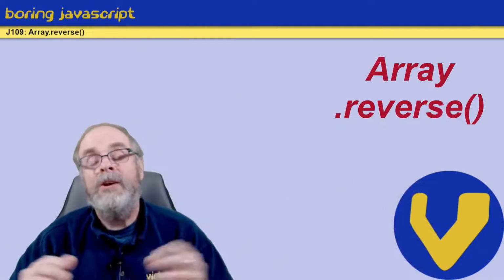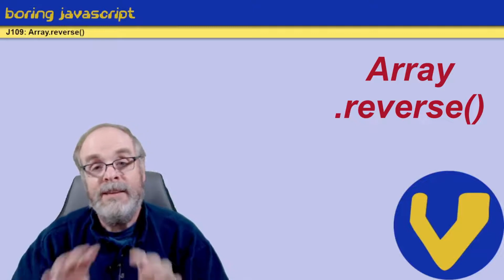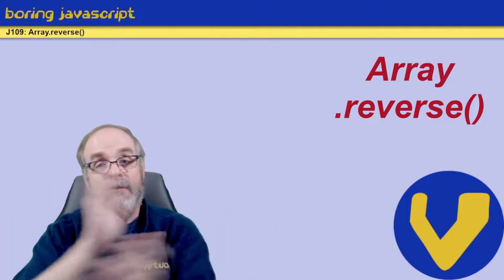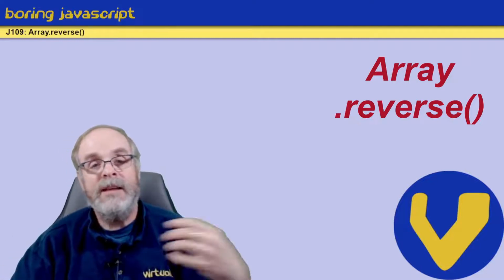Today we're taking a look at the reverse method on arrays. The reverse method on arrays is a very easy one to understand. Simply put, it takes all the elements in an array and reverses them so that the first element is now the last element and the last element is now the first element.